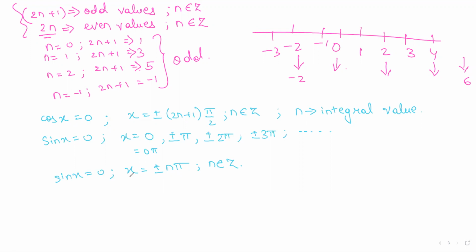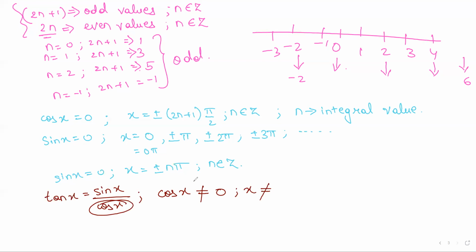Now we also know, we've studied in the last class or revised in the last class, that tan x is equal to sin x upon cos x, right? Here it is compulsory that your cos x should never be equal to 0. That means x should never hold the value which causes cos x to be 0, which means x should never hold this value, plus minus 2n plus 1 pi by 2.